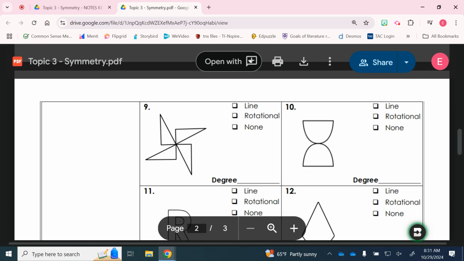So for the rotation, is it like the whole shape, the original shape, or is it the circle? No, we were dealing with the shape. I said circle because if you hit 360 degrees, there's no rotational symmetry, so it circles all the way around.